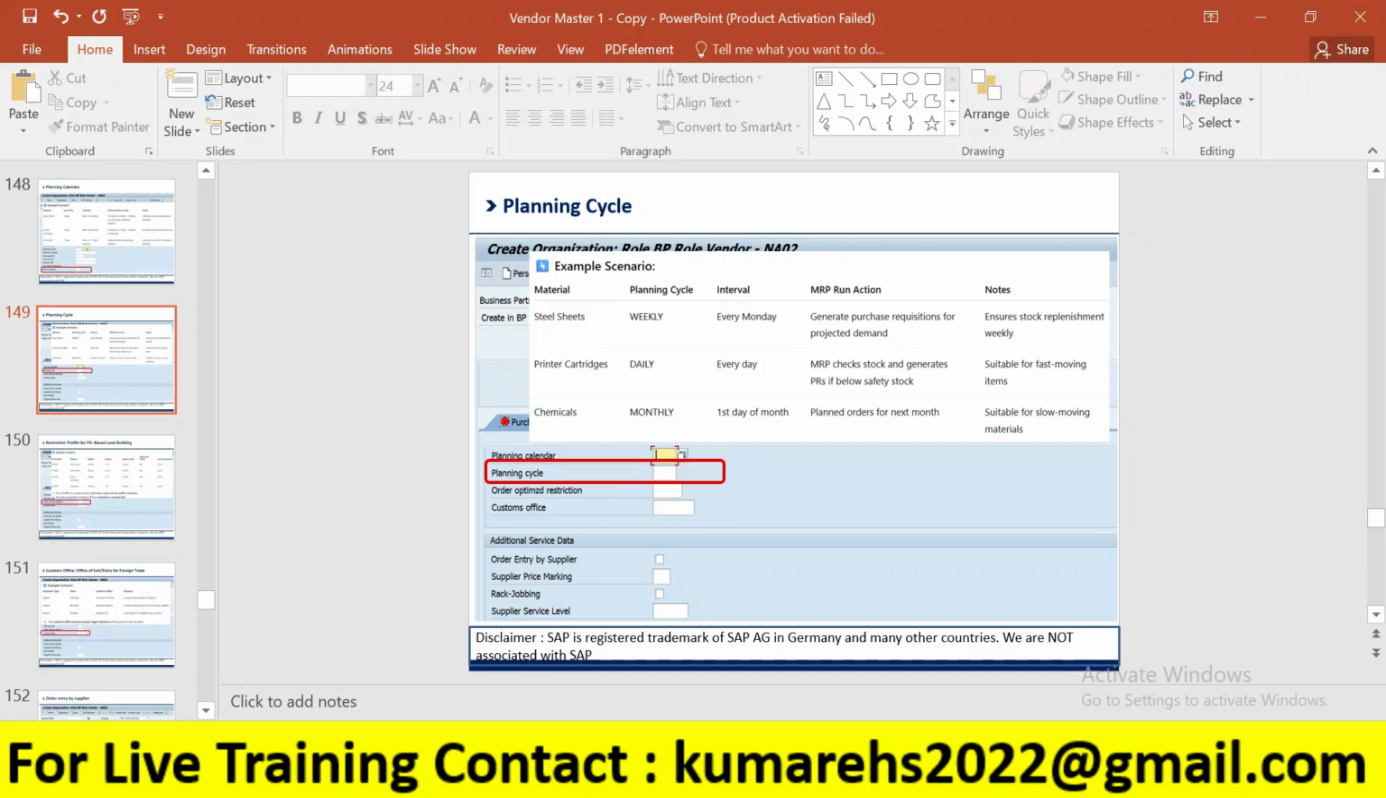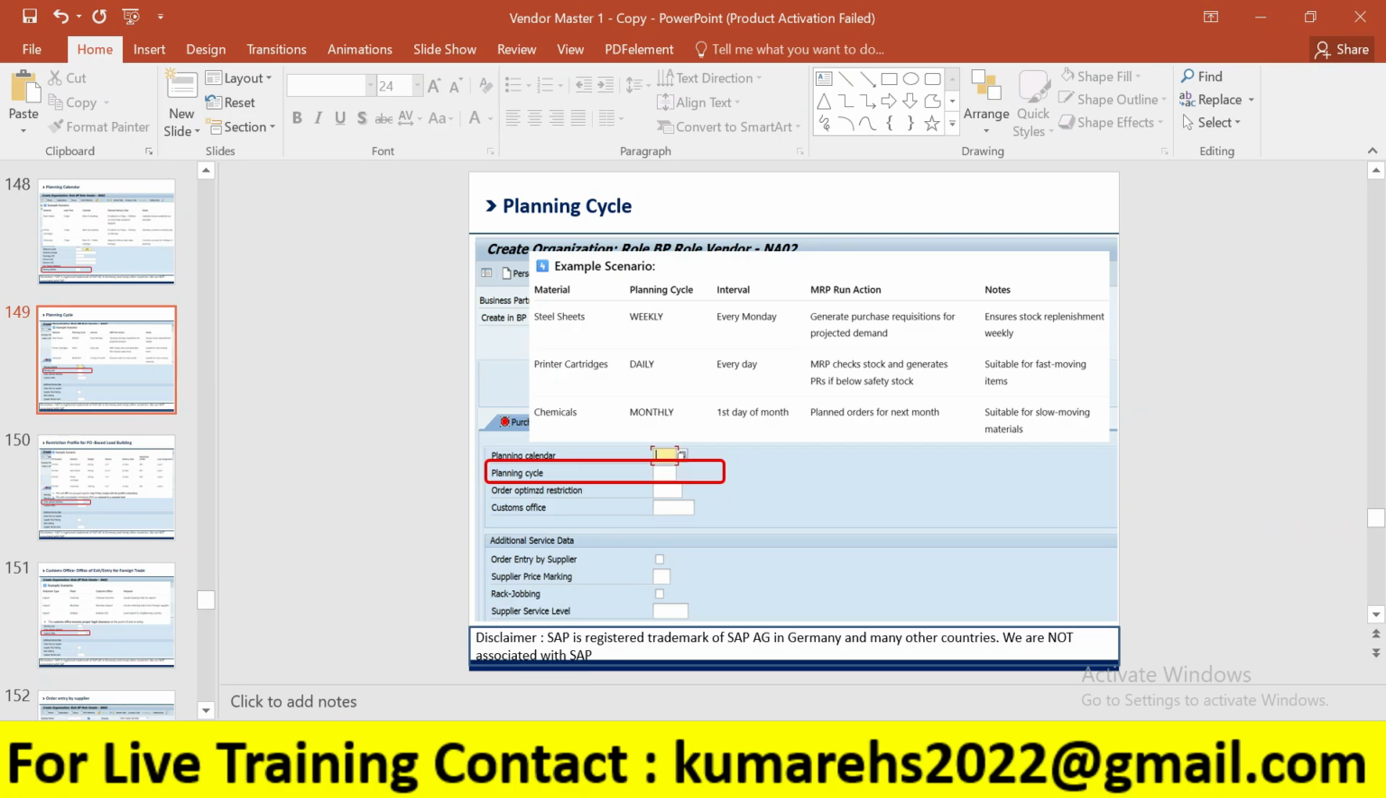Assign planning cycle to material. Step number 1, in Material Master go to MRP1 and MRP2 tab. The planning cycle field is there. Can be specific to MRP type, PD, RVB, etc. Step number 2, define planning cycle in customizing. Go to SPRO, Material Management, under the MRP, define planning cycle. So define planning cycle name, period, days, weeks, months and time points based on your client requirement.